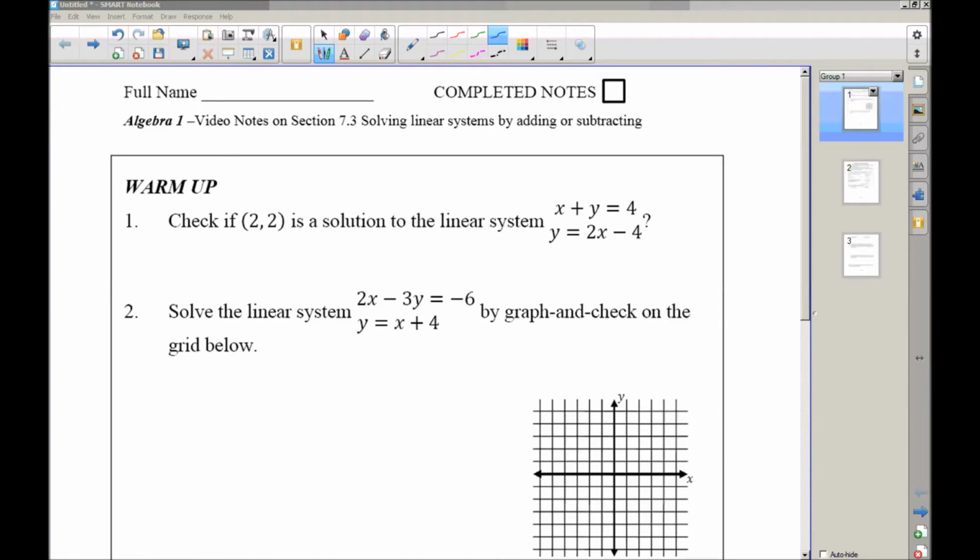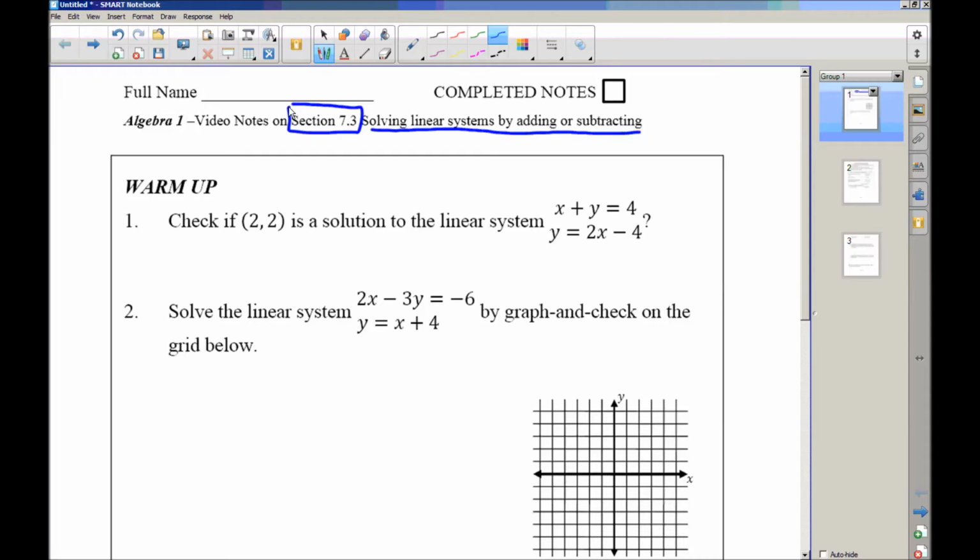Today we are covering section 7.3, solving linear systems by adding or subtracting. So this is a basic way, and you'll notice today that all the systems are very special here. All right, so number one, check if (2, 2) is a solution to the linear system.